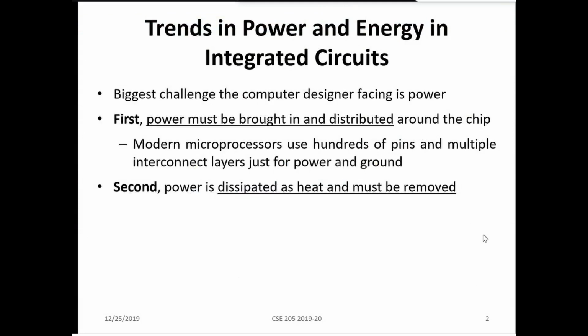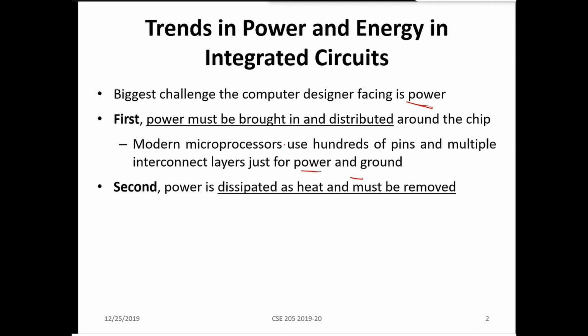So the next thing, with respect to computer architecture design, that the computer designer is facing is power. Because the power has to be brought in and distributed around the chip. In a modern processor, you have hundreds of pins and many interconnected layers for power and ground. So it has to be clearly done. It has to be brought in and distributed accordingly.